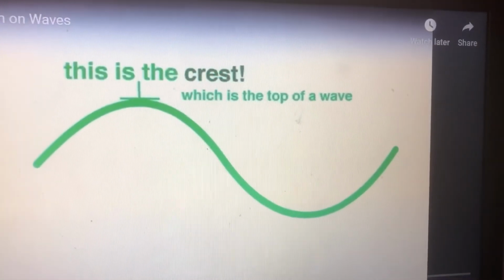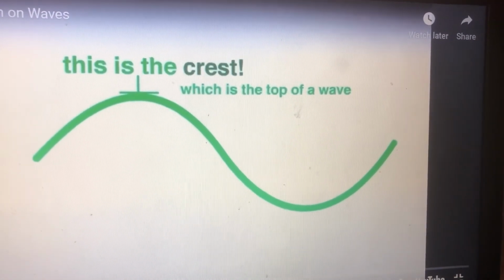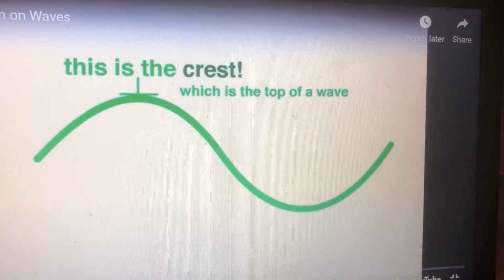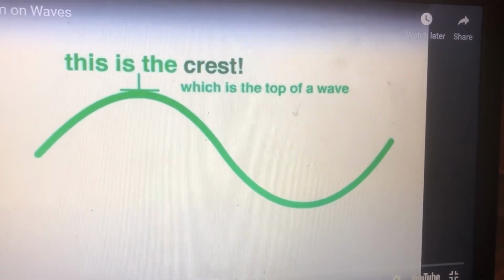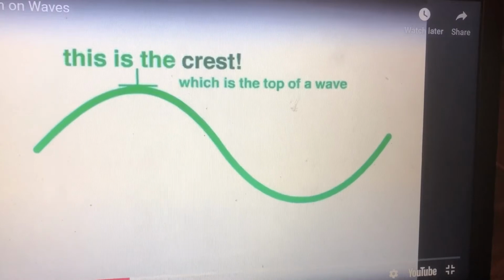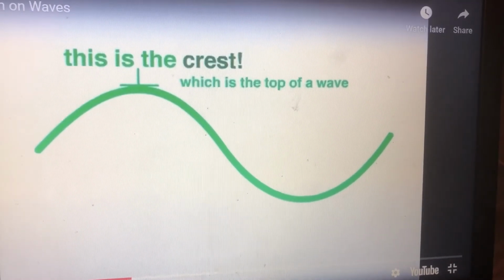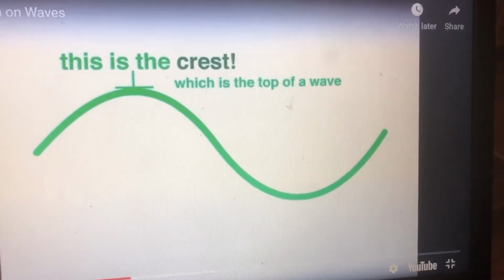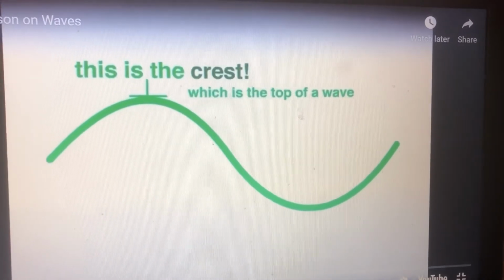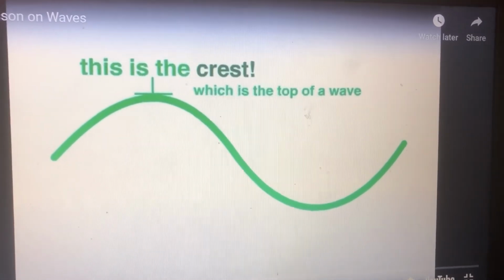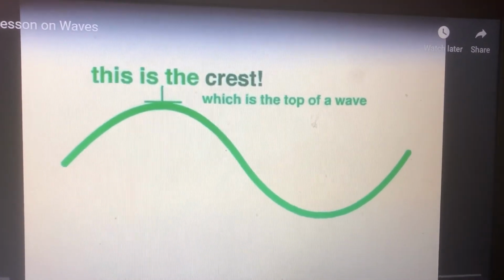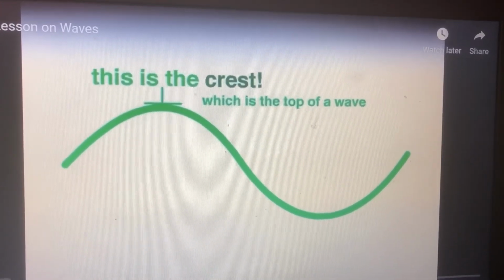I don't think you need to write this down because I think you already have it. But just remember that the top of the wave is the crest. In Spanish, la cresta de un gallo. The red stuff that the rooster has on top is called la cresta. So the crest is the top. I'm sure that you already know this because we've mentioned it many times.